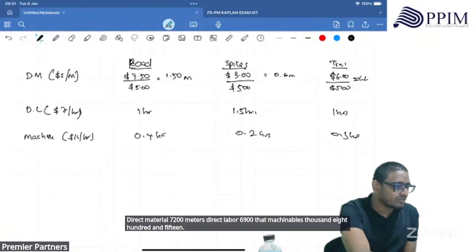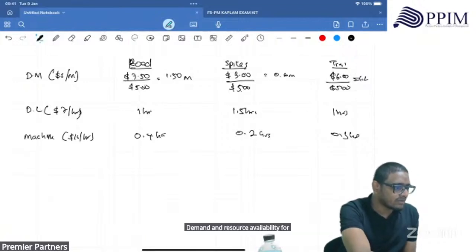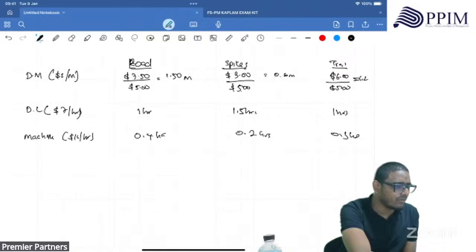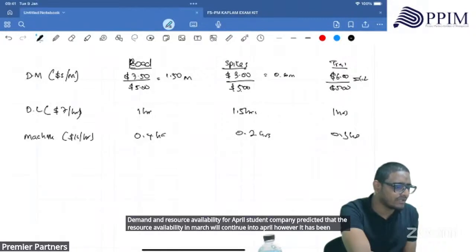Demand and resource availability for April. Belahouston company predicted that the resource availability in March would continue into April. However, it has been discovered that the availability of direct material and direct labor will be 15% less than in March. Okay.